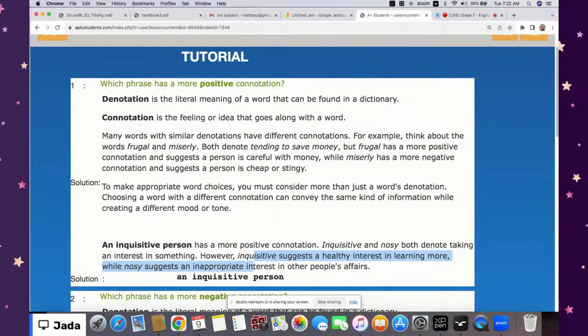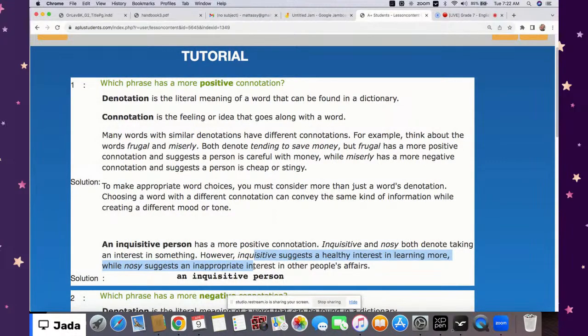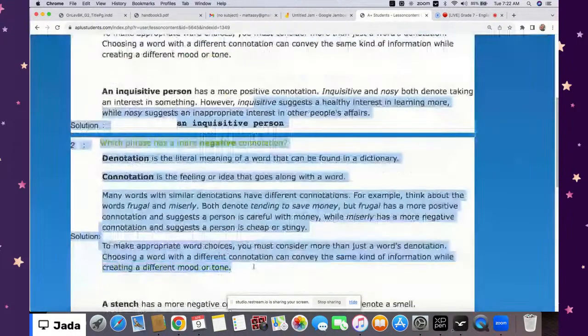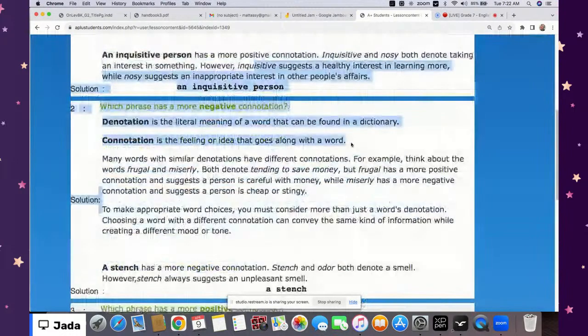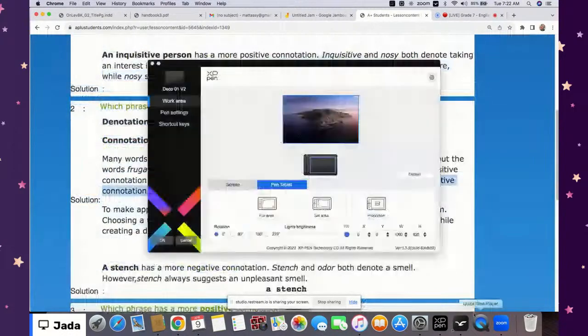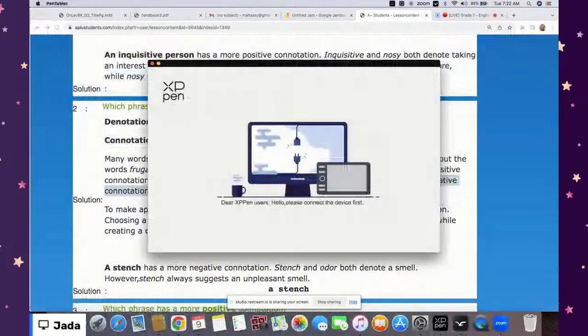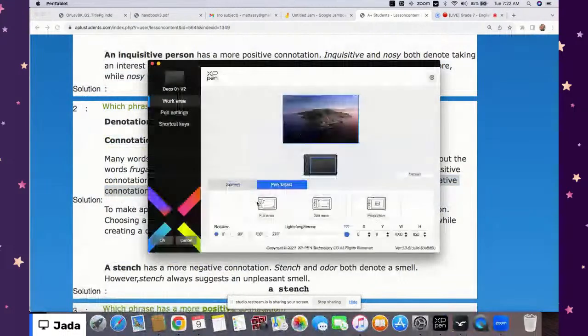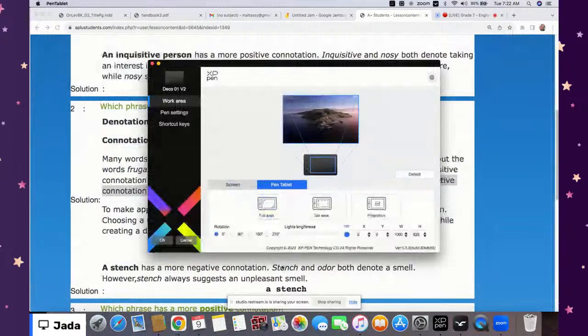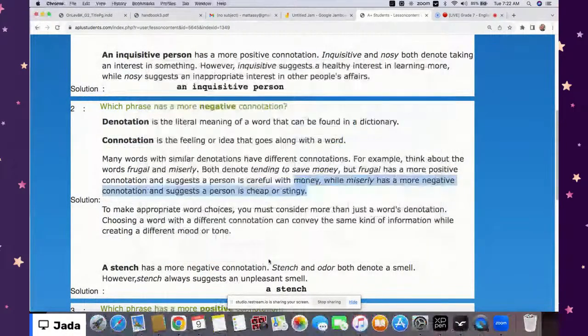So now, which phrase has a more negative connotation? So you have to find the negative and the positive. And again, the connotation has to do with your feelings, how you feel. So depending on what you feel, that's how you can determine if it is negative or positive. Now, which phrase has a more negative connotation? A stench has a more negative connotation.